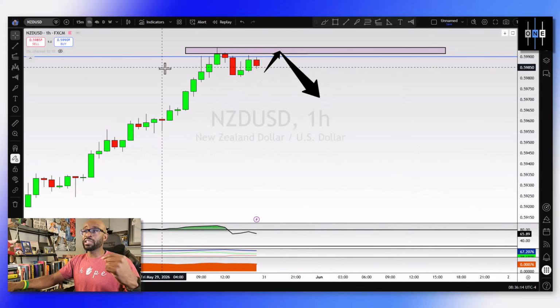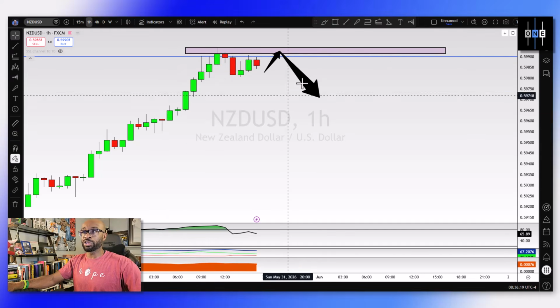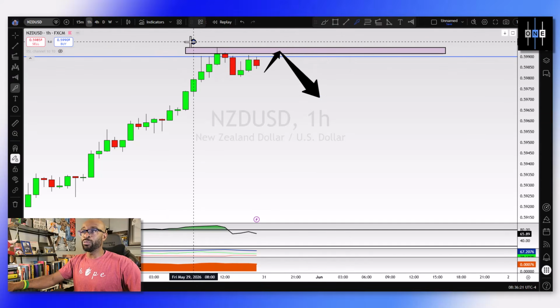You can see here on the hourly that we do not, right? This blue line was our structure high. You can see that we did have a break and close above this. And it's always an interesting conversation about how you handle this. There's not a right and a wrong answer. There's only a right and a wrong answer for you, the individual trader.